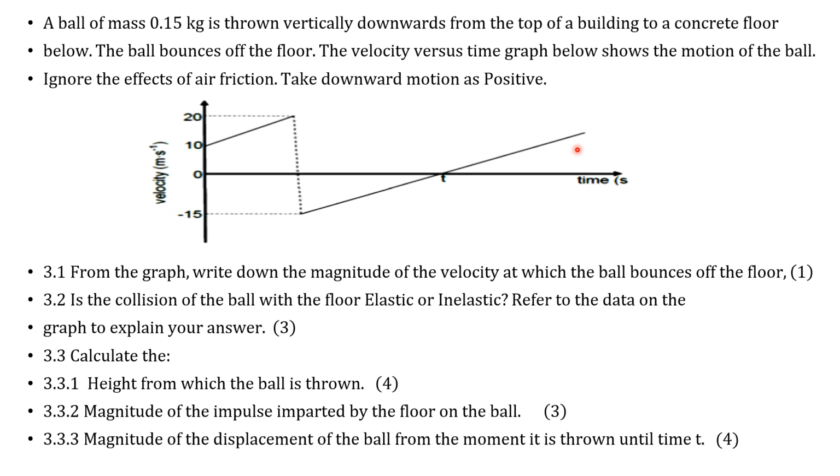Right, so 3.1: from the graph, write down the magnitude of the velocity at which the ball bounces off the floor. 3.2: Is the collision of the ball with the floor elastic or inelastic? Refer to the data on the graph to explain your answer. 3.3: calculate the height from which the ball is thrown. 3.3.2: magnitude of the impulse imparted by the floor on the ball. So that is where the mass comes in, and velocity. And then 3.3.3: magnitude of displacement of the ball from the moment it's thrown until time t.